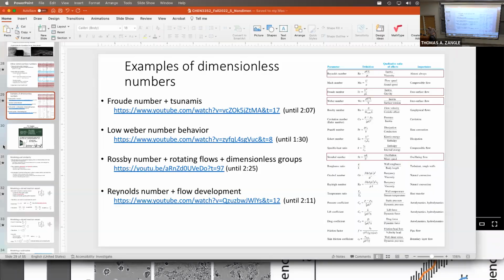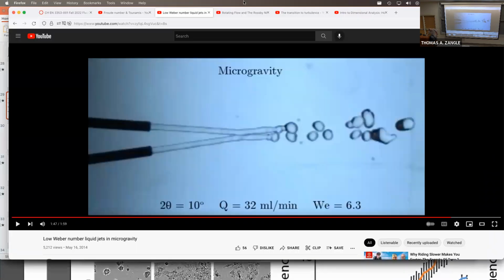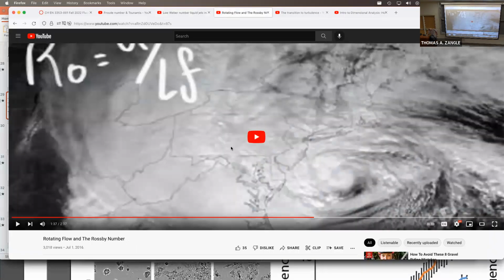So another example is the Rossby number. This has to do with rotating flows. This is a video, and we're just going to watch the end of it.